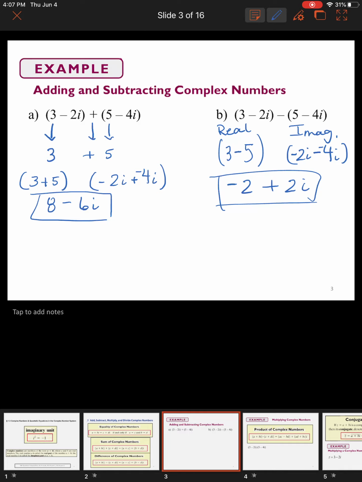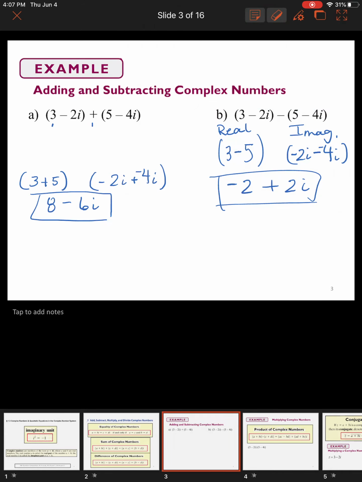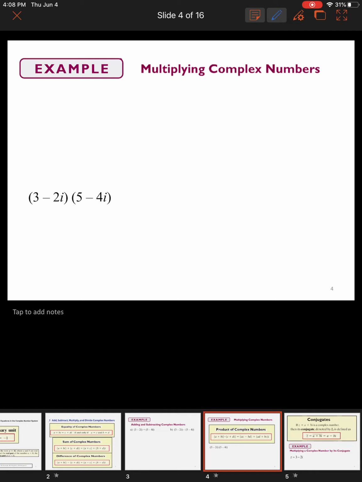Yeah, I feel like writing real and imaginary is better than drawing those arrows. So let me take that Ricky move of arrows off my screen there. Yeah, and I'm going to go back and toss in real and imaginary. So we have real, imaginary. Okay.